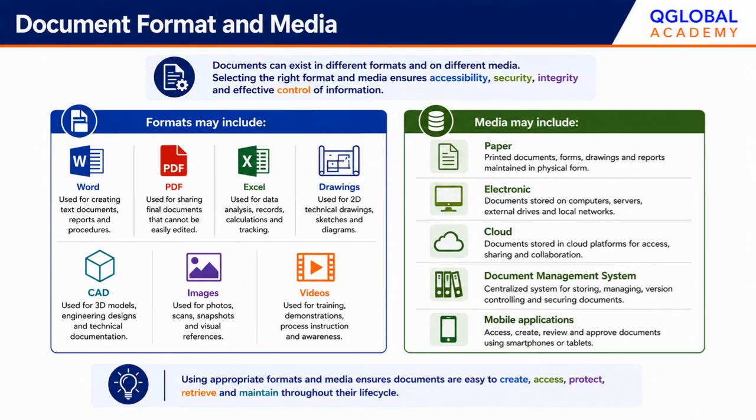Some organizations continue to use paper documents for operational activities. Others manage documentation electronically using computer systems, shared servers, or cloud-based platforms. Many organizations also use a document management system, or DMS, to control document creation, revision, approval, and distribution. In some situations, documents are accessed through mobile applications, allowing employees to retrieve current information while working in the field. Regardless of the format or storage method, all documented information should remain controlled, accessible, and protected throughout its lifecycle.